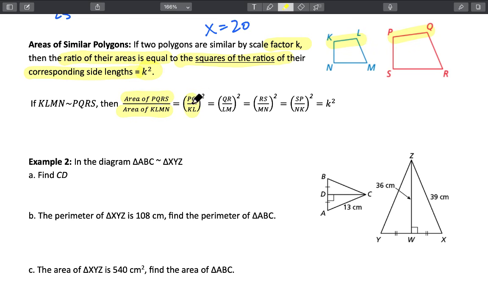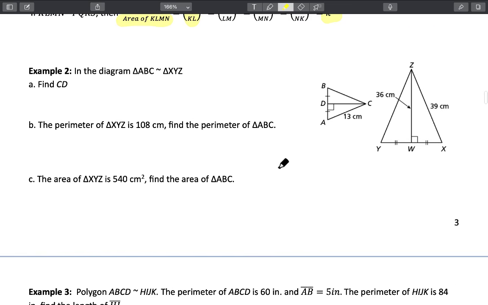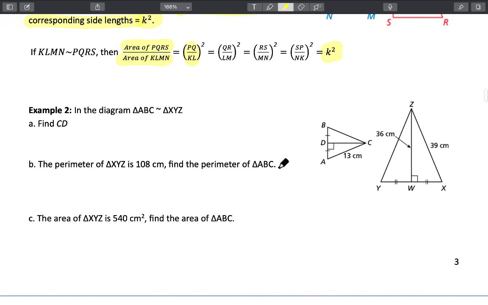However, we're going to take that ratio and we're going to square it. So now it's going to be equal to that similarity ratio or scale factor squared. All right, let's look at our second example here that applies this same topic.